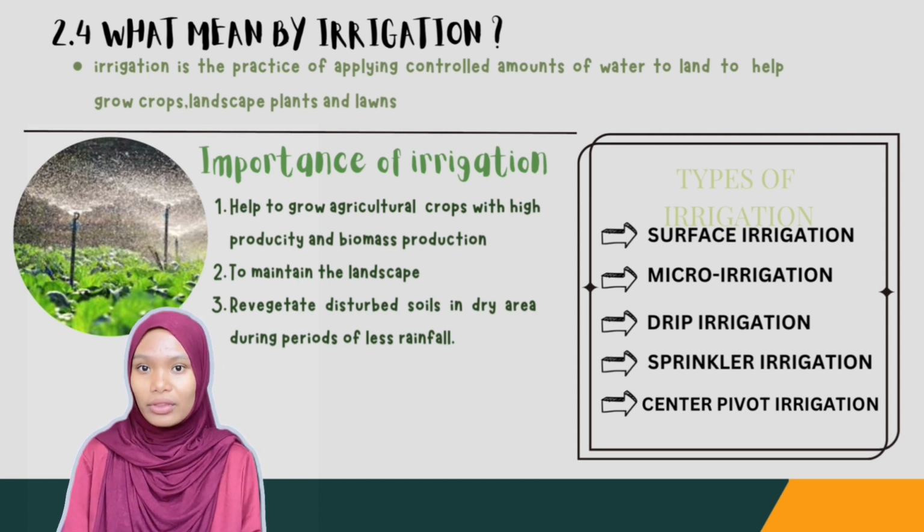There are also five types of irrigation, which are surface irrigation, micro irrigation, drip irrigation, sprinkler irrigation, and center pivot.